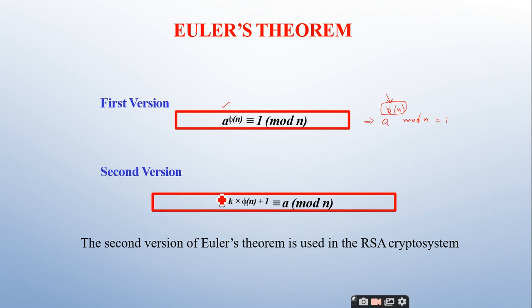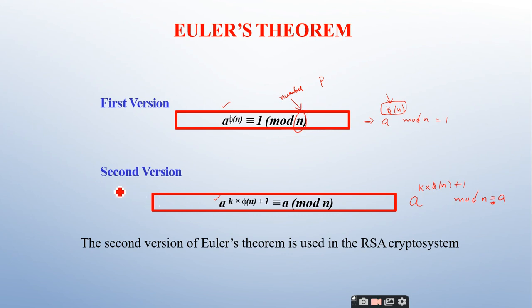And the second version of Euler's theorem is a to the power k times phi of n plus 1 is congruent to a mod n, or simply a to the power k times phi of n plus 1 mod n is equal to a. Here you can observe the difference between Fermat and Euler. Fermat makes use of p, a prime number, modulo prime. But Euler's is a generalization of Fermat, where we are not putting the restriction that n should be prime. It can be any number, prime or composite, anything, right?